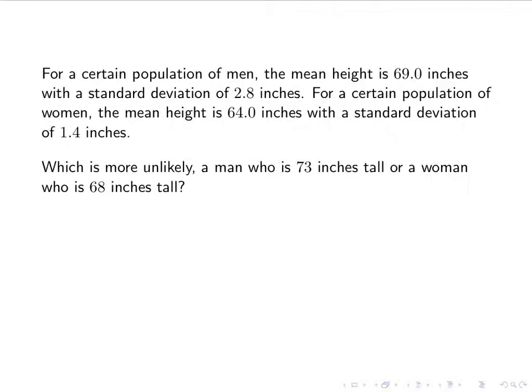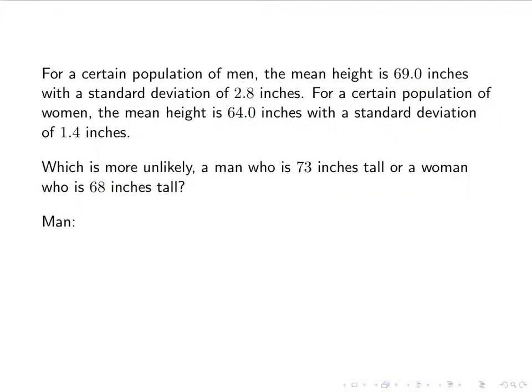So again, if I just look at the heights themselves, then the man is 4 inches taller than the mean, and the woman is also 4 inches taller than the mean. So to figure out which one is more unlikely, I have to look at the standard deviations. I don't just want, oh, well, it's 4 inches taller than the mean. I want to know how many standard deviations away from the mean it is.